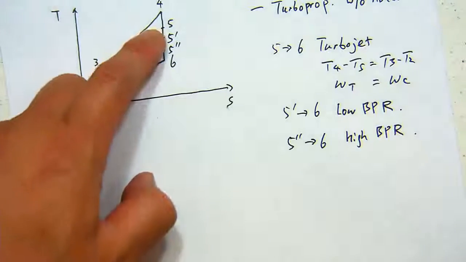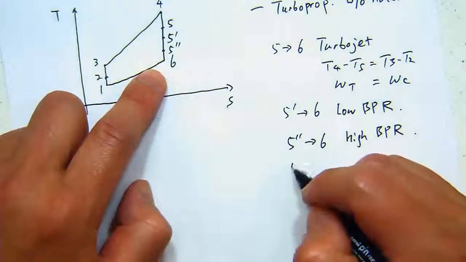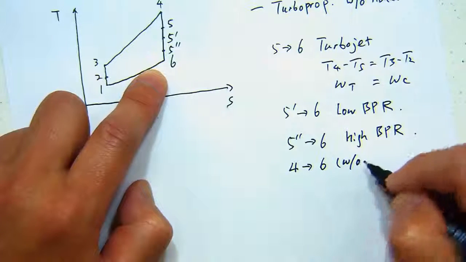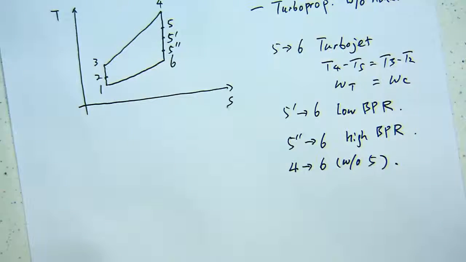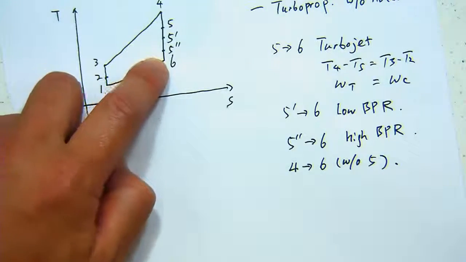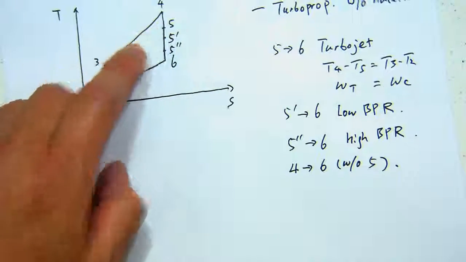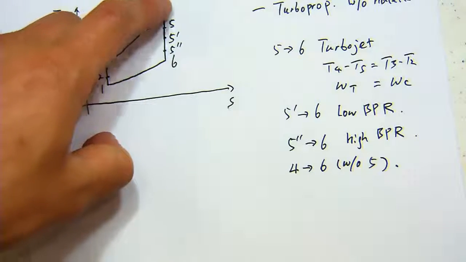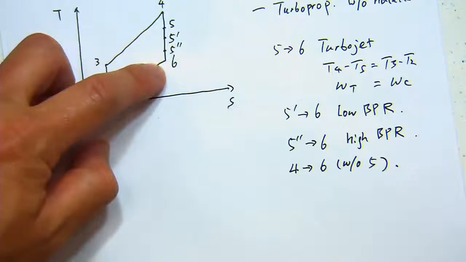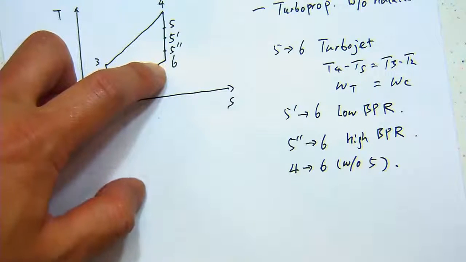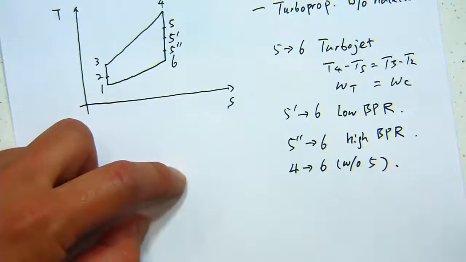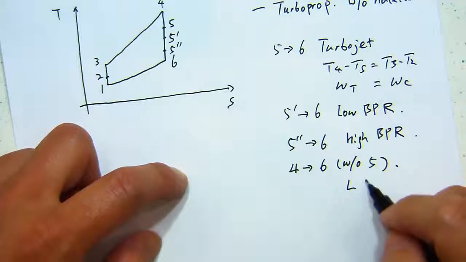So if I get rid of the state 5, and go from the 4 directly to 6, which means without state 5, then we have the case that we know before. So basically, in this case, you do not have a nozzle. All the useful output will be the turbine work. So that corresponds to the cycle that we discussed just before this, where all the useful output is shaft work. That will correspond to the Brayton cycle.